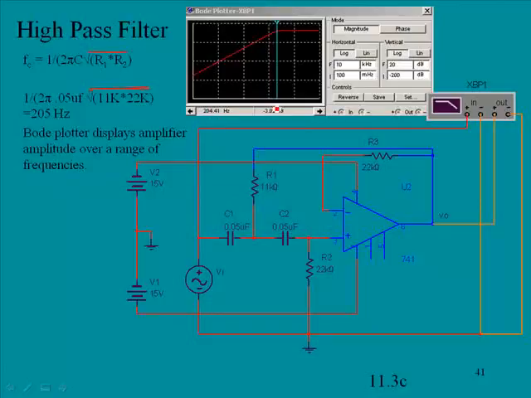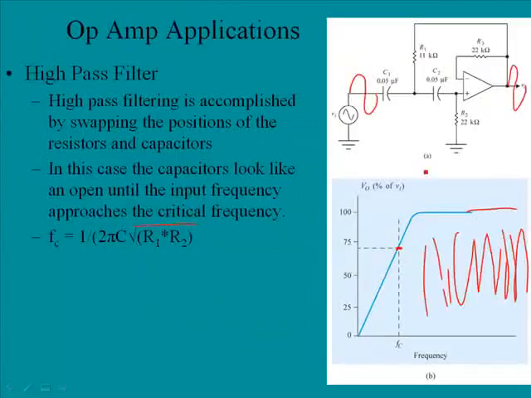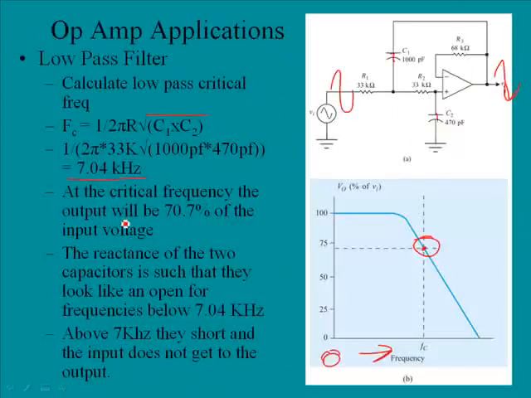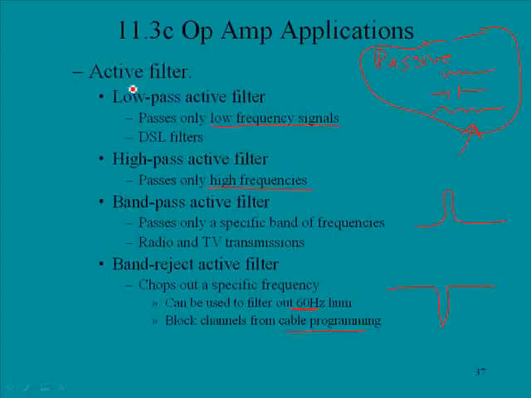Okay, in filters here, we have looked at this high-pass filter. And we looked at a little bit about the theory, and then we looked at the low-pass filter. We looked at an example of a low-pass filter, which is a DSL filter. And again, we looked at theory about low-pass, and then we just introduced the subject of active filters. And in the next section, we're going to look at the band pass and the band reject.